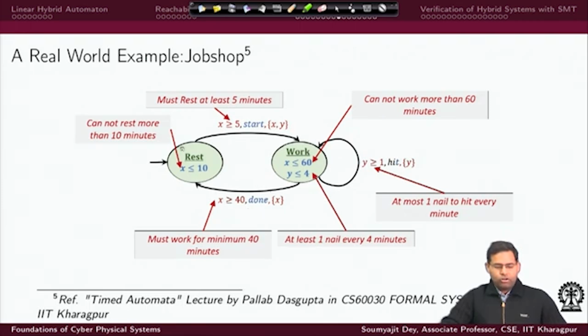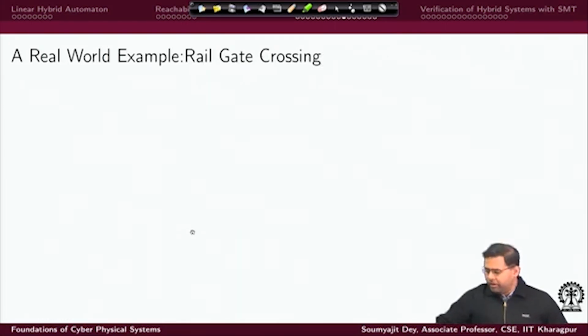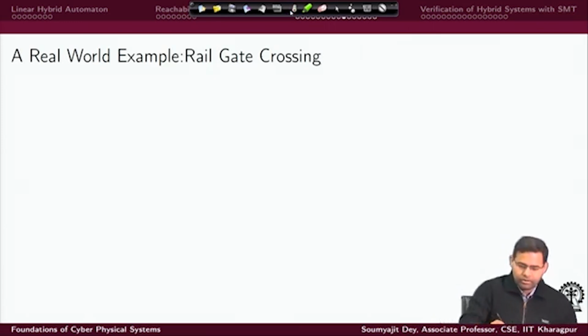So, you see that a lot of timing specifications, that is the point here, a lot of timing specifications of real time systems can be captured by using a timed automaton. As long as the only continuous variable is time, timed automaton is a fine modeling formalism. So, let us pick up some other examples here.